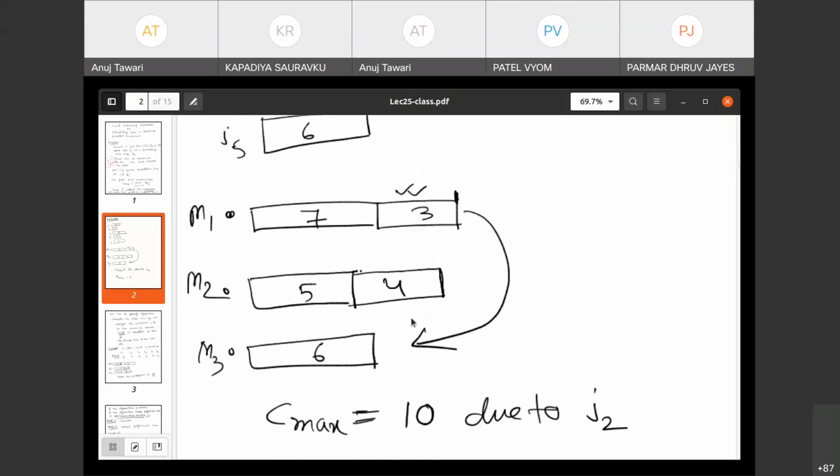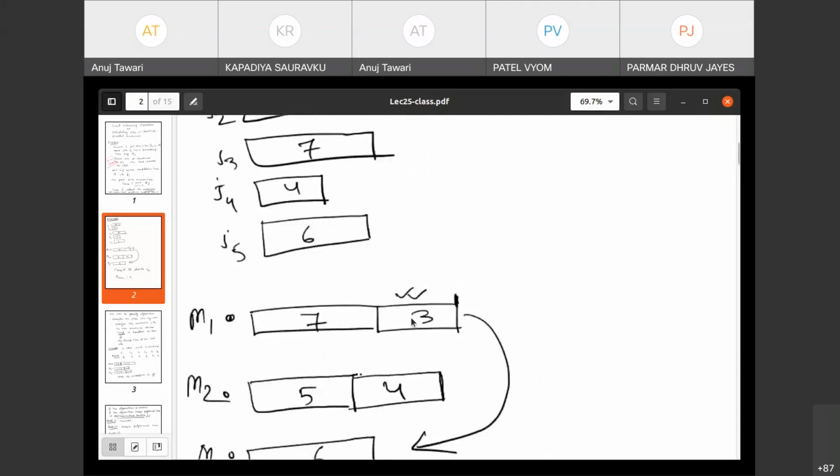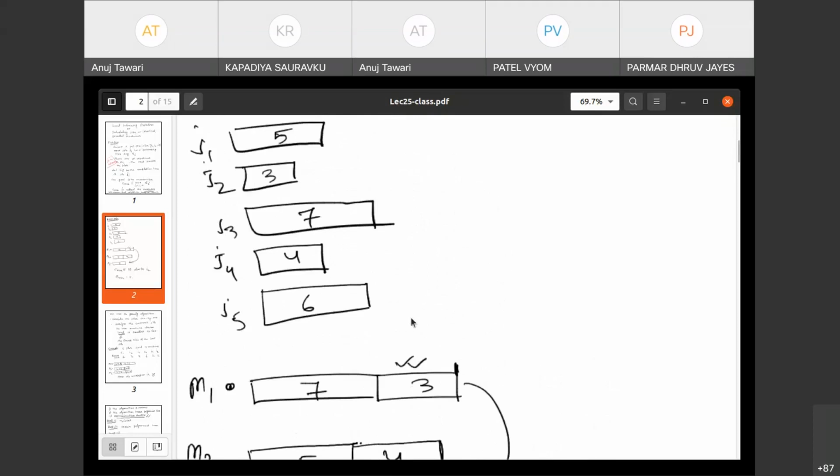Now, can we further reduce it to 8? Given all these things, can we get a maximum makespan of 8 hours? Yeah, tell me. So we saw two different allocations, one which takes 10 hours, one which takes 9 hours. Can you get a possible? Can you reduce it further?